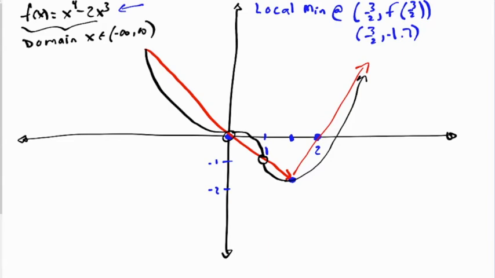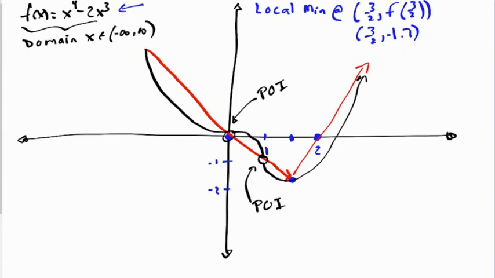I still don't have the shape of the graph here, but I have the beginnings of the likeness of the shape of the graph. I see that this is a point of inflection because concavity is changing. I will call that POI for point of inflection. And here we have a point of inflection because concavity is changing.